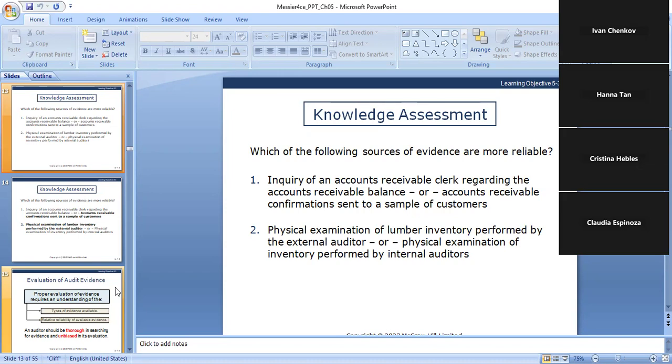Accounts receivable clerk. You're asking the accounts receivable clerk to tell you about accounts receivable balances, or you're asking a sample of customers to send you a confirmation letter with the accounts receivable. Which one is more reliable? The confirmation letter sent to the sample of customers. Yes, that will be more reliable, right? Because you don't know the level of the accounts receivable clerk. What if he finished a school of management with a concentration in general business, right?